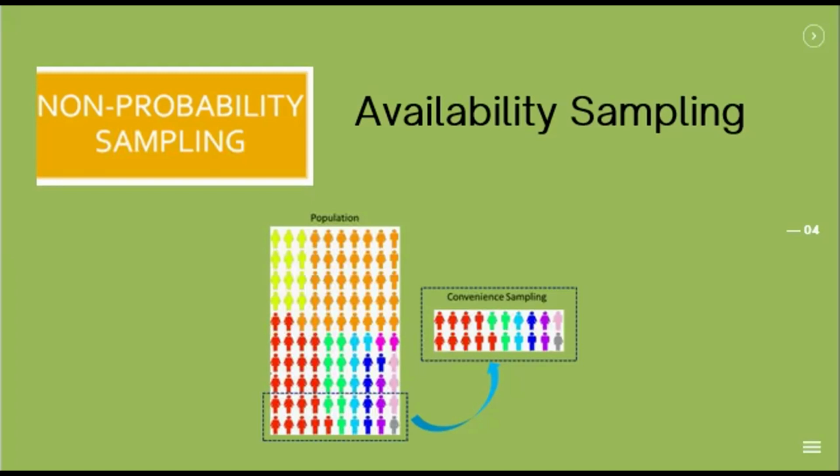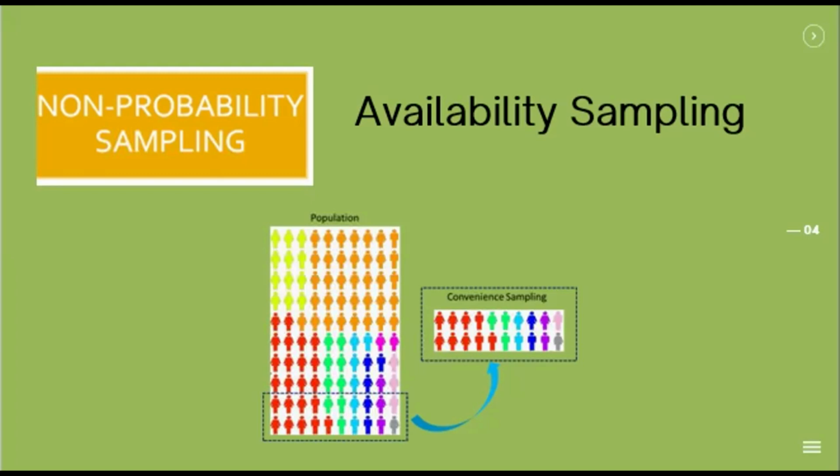And actually, non-probability sampling is usually used in qualitative researches. But you can use it in quantitative research depending on the methodology of your study.